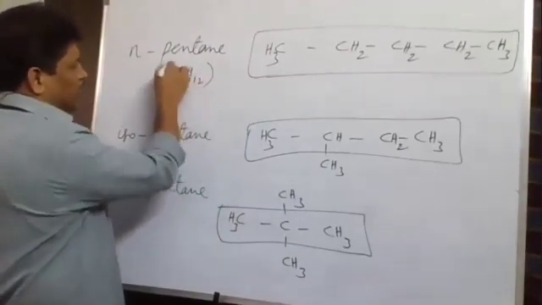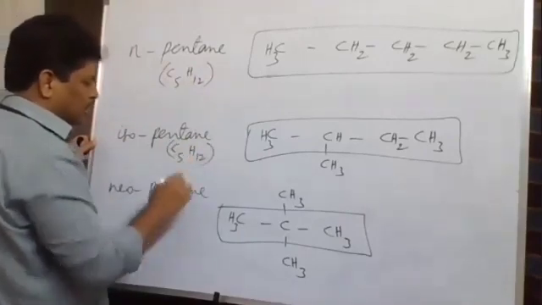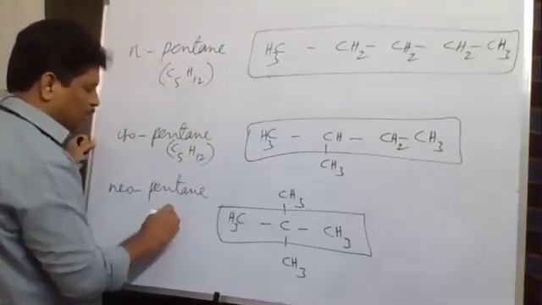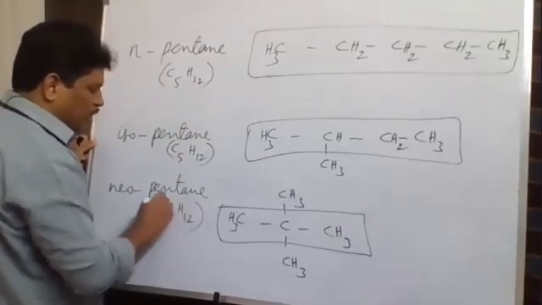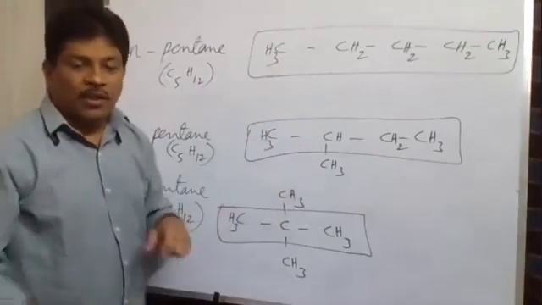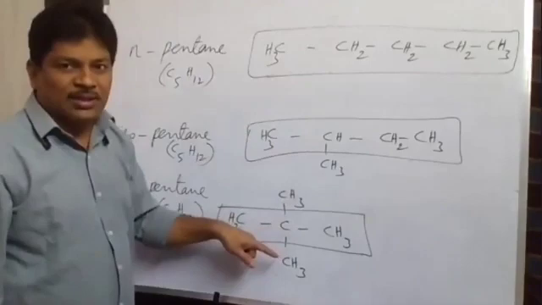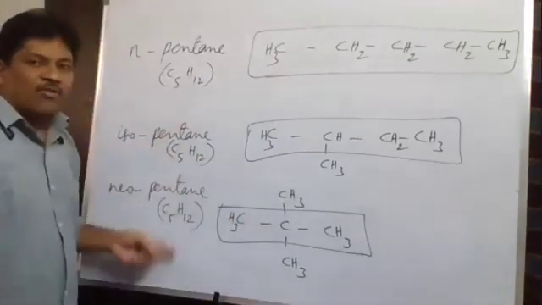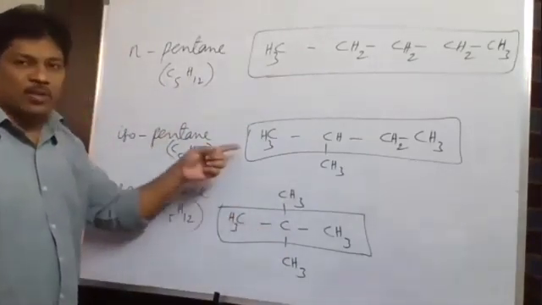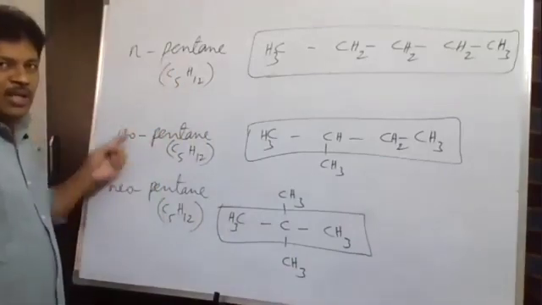C5H12. Here also C5H12. So the general formula is the same: C5H12 molecular formula is the same. But what is the difference here? The structure is different. The difference is only in structure. So there are different structures for these molecules, but they have the same molecular formula. For this type of isomers, in common naming we use pentane for all, but the prefix changes.